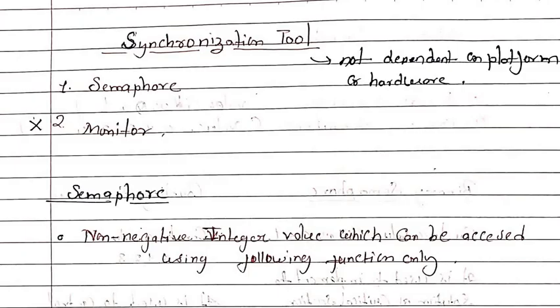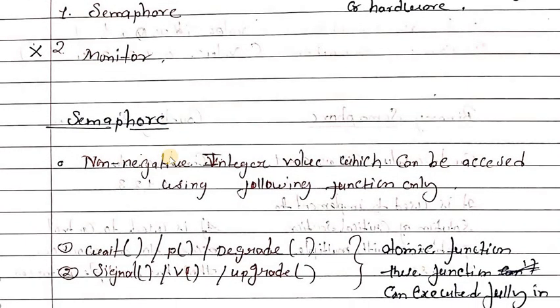The synchronization tools are not dependent on platform and hardware, unlike the hardware solutions, which are hardware and platform dependent. These tools are independent of hardware and platform. There are two types of synchronization tool, semaphore and monitor. In our syllabus there is only the semaphore synchronization tool, so we will learn what a semaphore is.